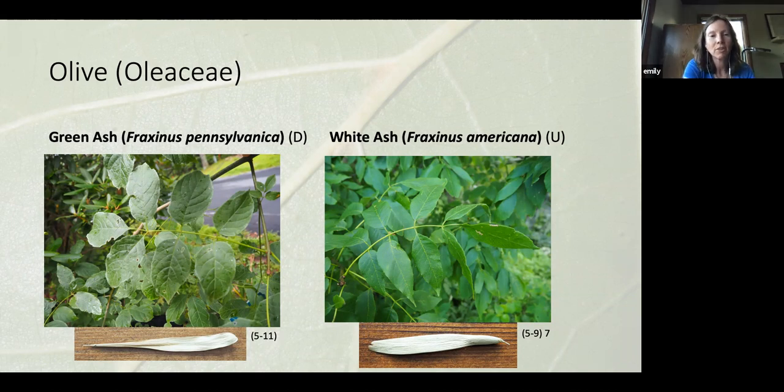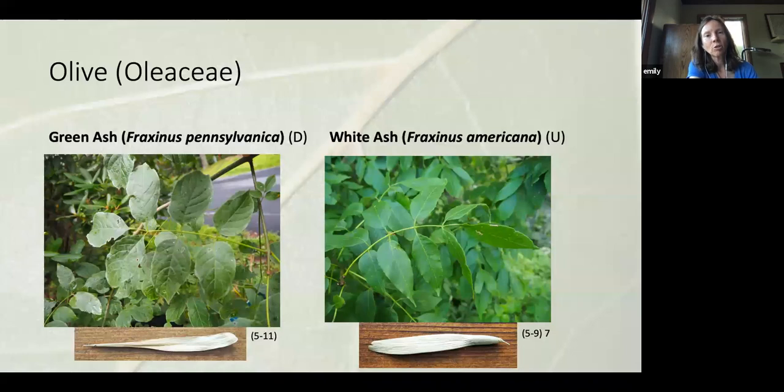Some hints I have on this slide for you is the green ash. You can see that I followed that by the letter D. That D is the shape of the leaf scar that you should see on the branch or twig when the leaf is pulled off. And you see the U next to the white ash. So that should be the same shape of the leaf scar. The leaf scar should be a U when you pull off the white ash leaf.